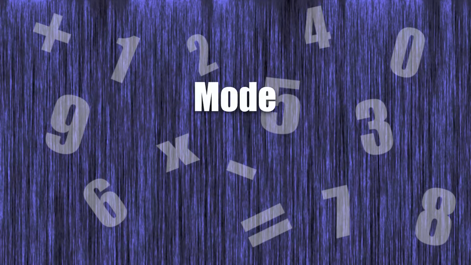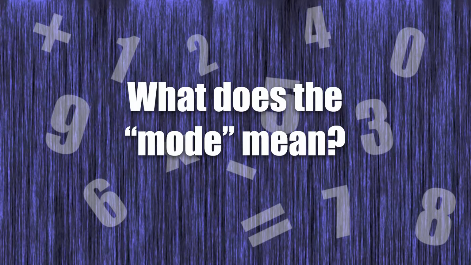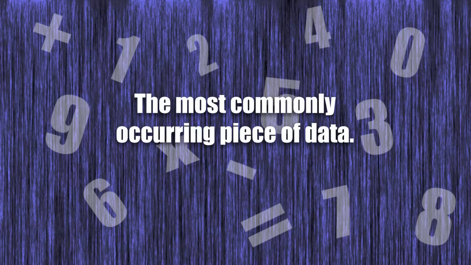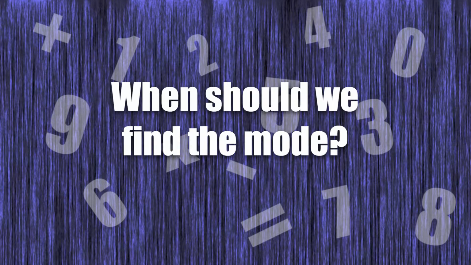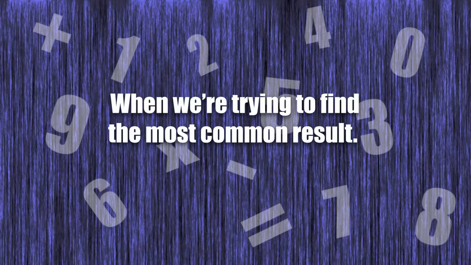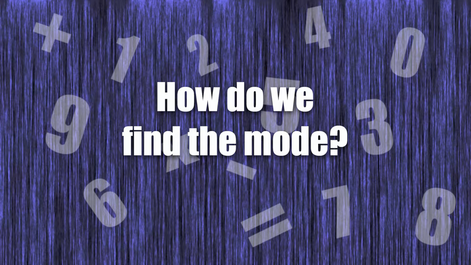Finally, let's talk about the mode. What does the mode mean? The mode is the most commonly occurring piece of data. When should we find the mode? The mode is best to use when we're trying to find the most common result. How do we find the mode? It's very simple to find the mode. All we need to do is count how many times each result appears.